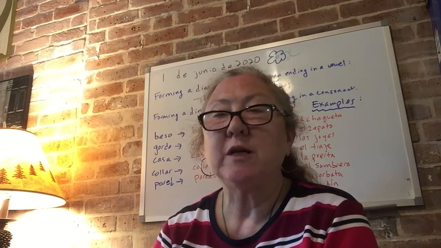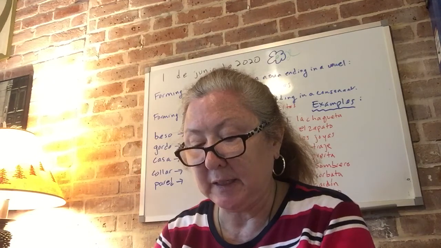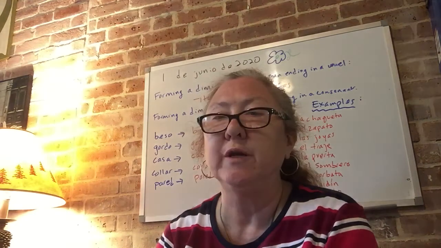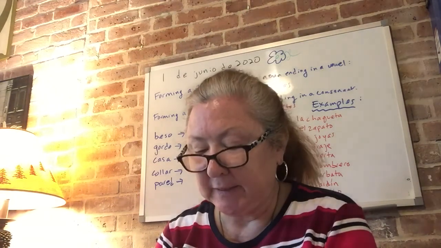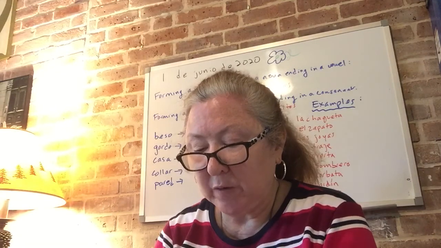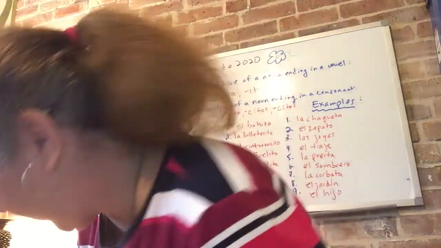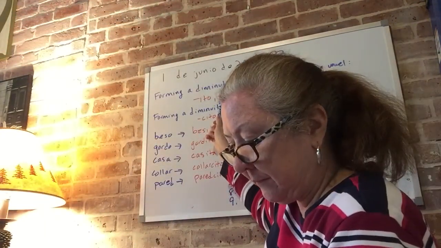So they're also called diminutive suffixes. And what is a suffix? It's a letter or group of letters added at the end of a word to make a new word. So it changes the meaning of the word by adding the suffix. While using the diminutive, the most common endings are ito and ita. So you can put ito and ita in the blank.